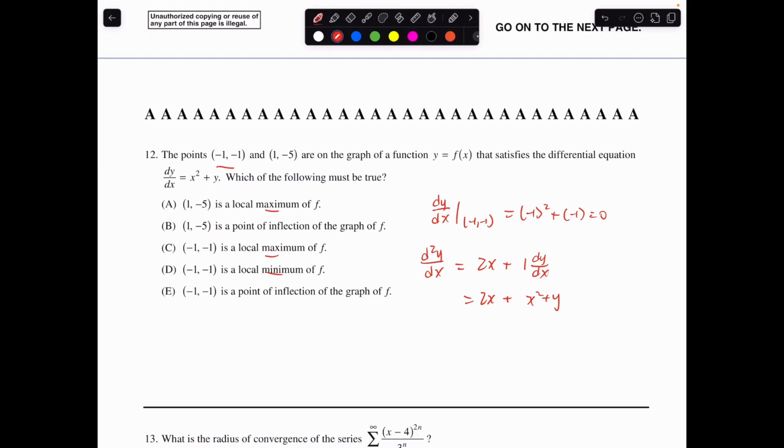So now let's evaluate the second derivative, whoopsies, at (-1, -1). That's equal to 2(-1) plus (-1) squared, and then plus (-1). So I have -2 plus 1 minus 1, so that's -2. And I like to draw my little sad face. So I have a local maxima because my second derivative is negative. So the answer is C.